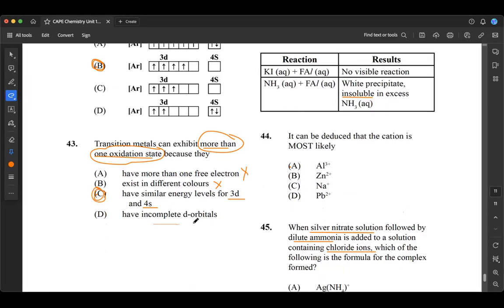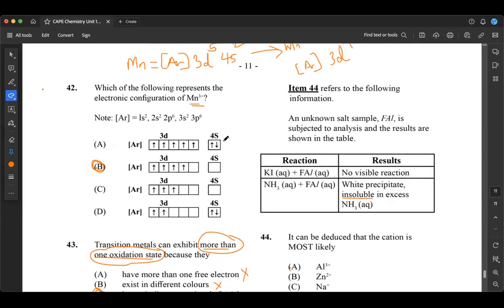The incomplete d orbital stuff has to do with color formation, and that's not why they have more than one oxidation state, okay? The more than one oxidation state is because of the similarity in energy levels. That's where that comes from. So this is not correct either, and our answer is C, right? So 43 is C. So moving along to 44 now.